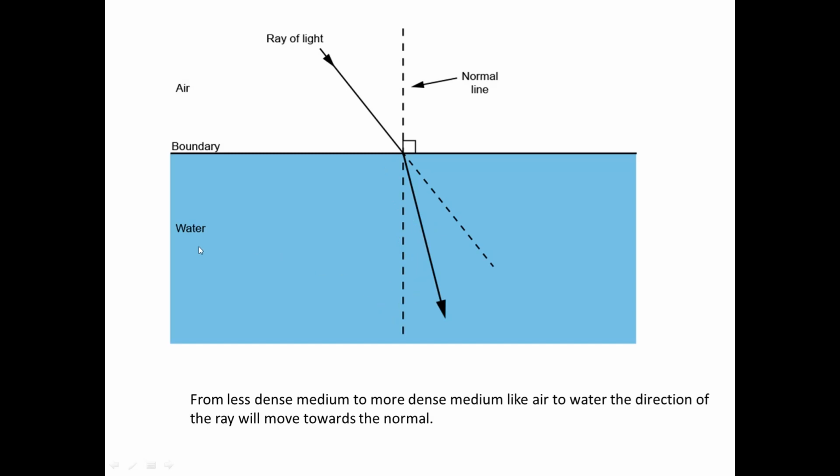But if from more dense to less dense, it will go far away from the normal. But if from less to more, it will come closer to the normal. Okay, is it clear? Any questions? Now after this video I want to explain part 2.